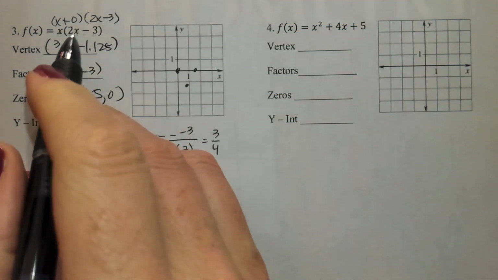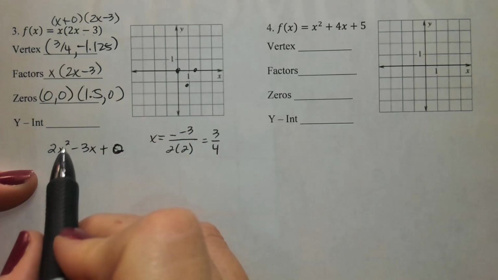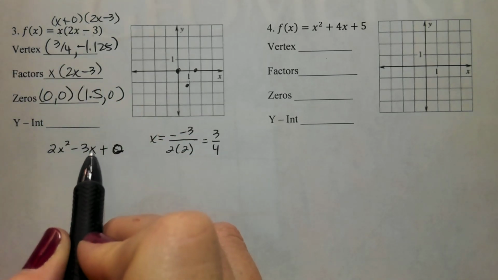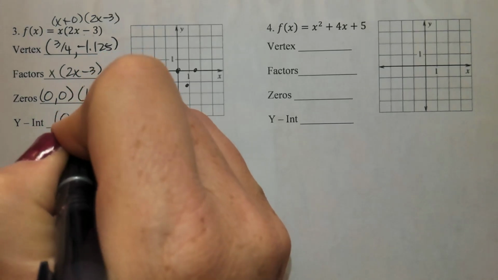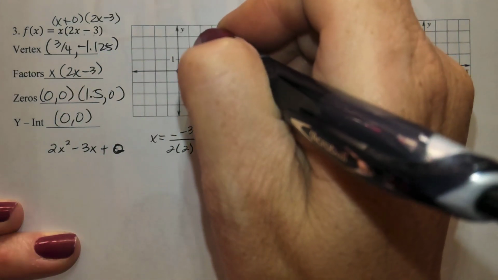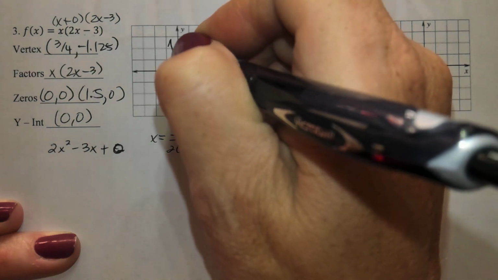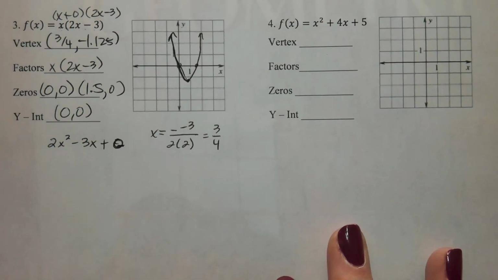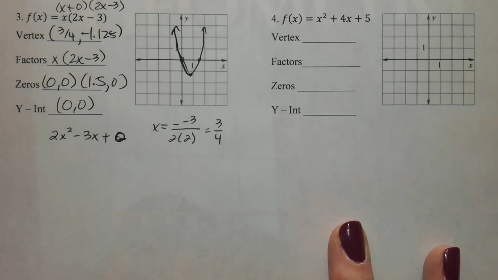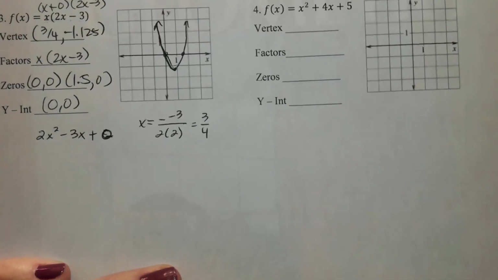Your y-intercept, remember we just want to let x be 0. So if I do that, this would be 0, and then this would also be 0. So your y-intercept is at 0, 0. And there is my problem. That was terrible. I didn't even make that be rounded. There we go.